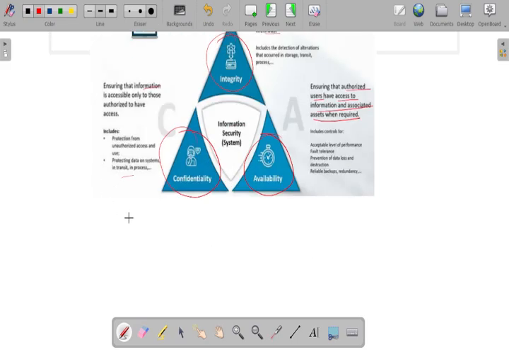So whenever these security goals are asked, you can say that there are three security goals available. First one is confidentiality, second one is integrity, and third one is availability.